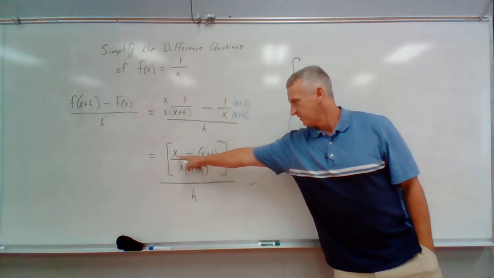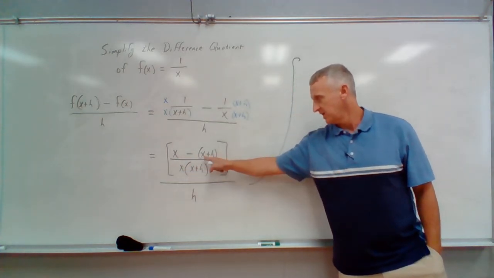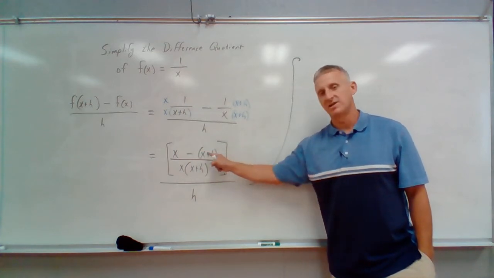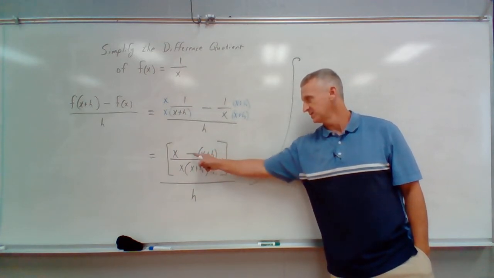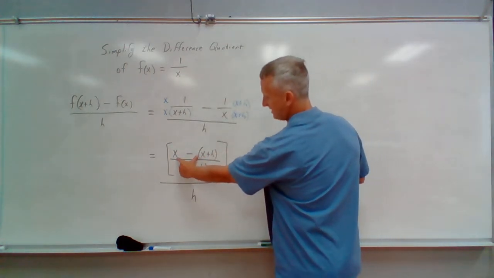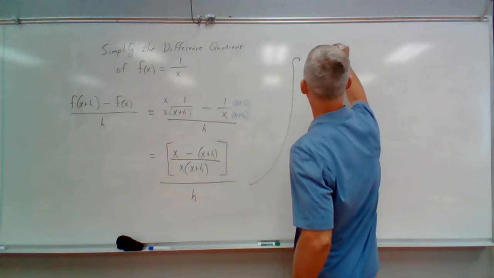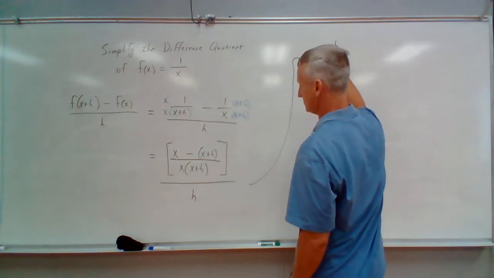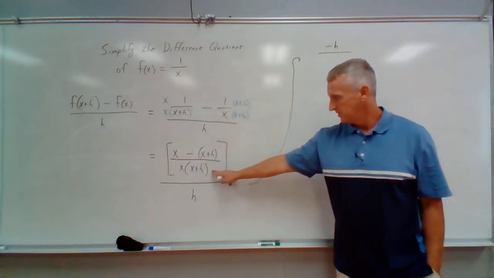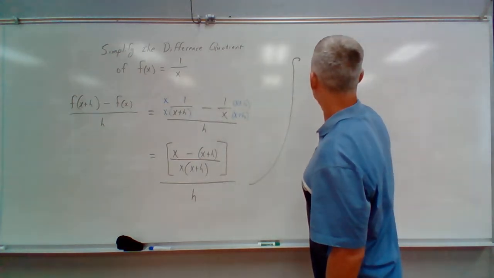Up here on the top, I've got x minus x plus h. Now, x plus h is in parentheses, so I have to subtract that whole thing. So it'll be minus x and minus h. So if I simplify the top, my x's will cancel out, and I'll be left with negative h. Here, I'll just leave that like it is.